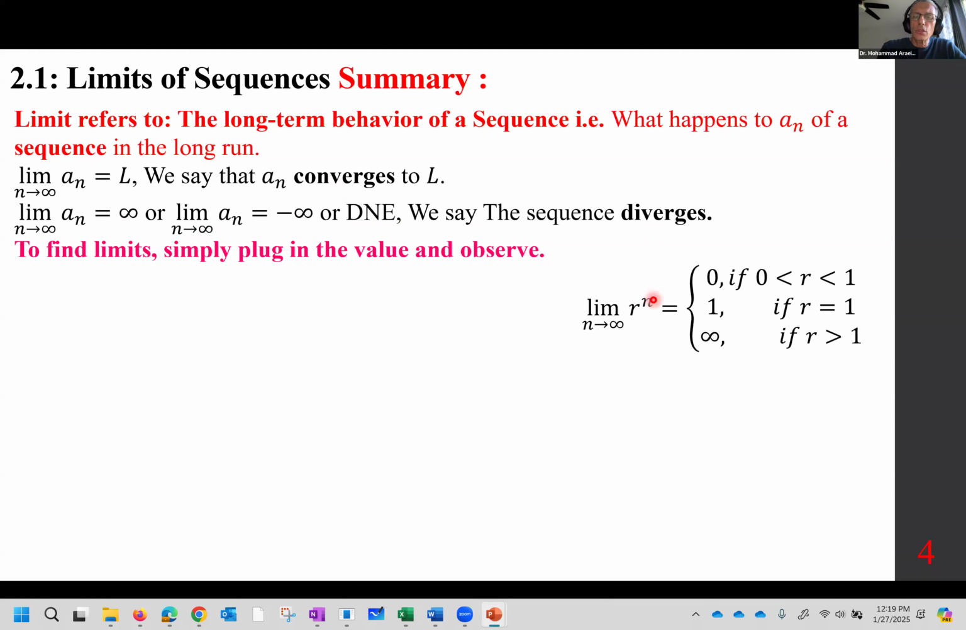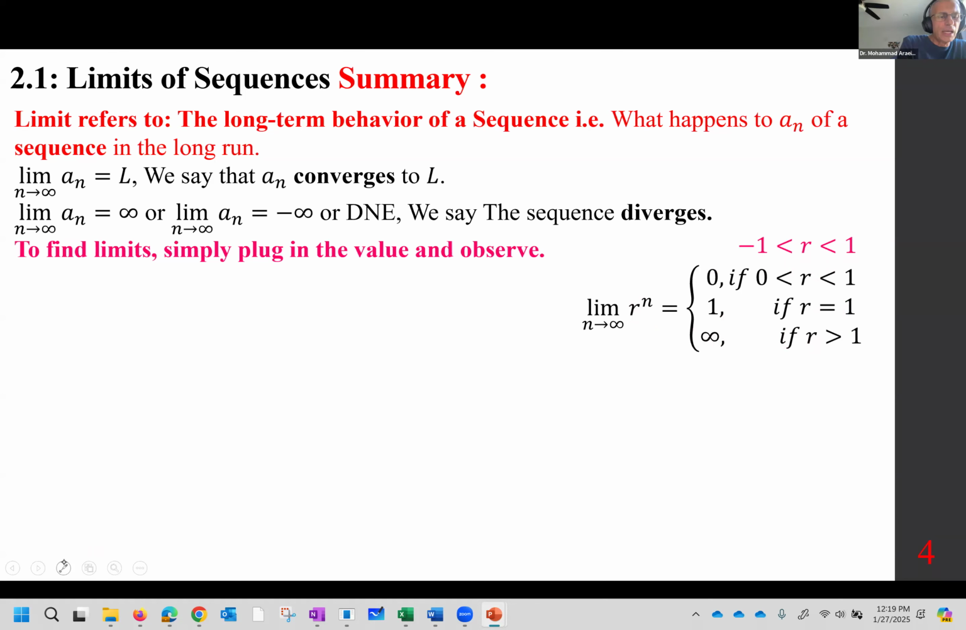The limit of r to the power of n as n approaches infinity depends on the value of r. If the value of r is between 0 and 1 here, and in general between negative 1 and 1, this goes to 0. If it's 1, it's 1. If it's larger than 1, this goes to infinity. This is a very important theorem we should know.